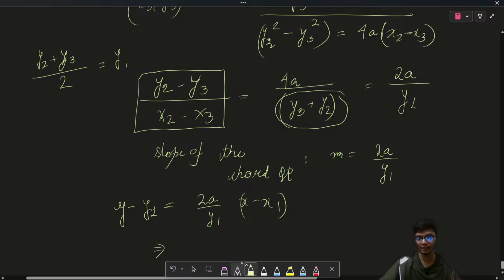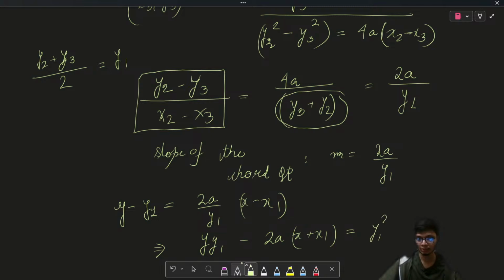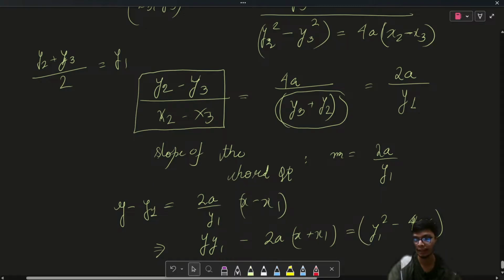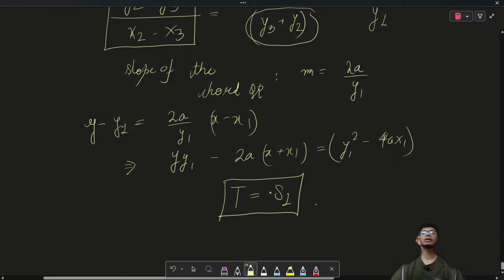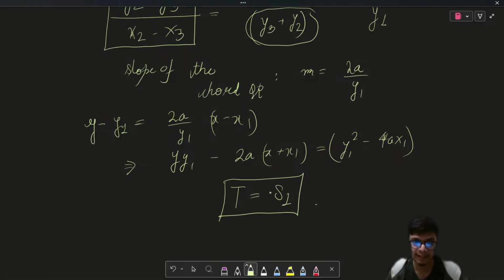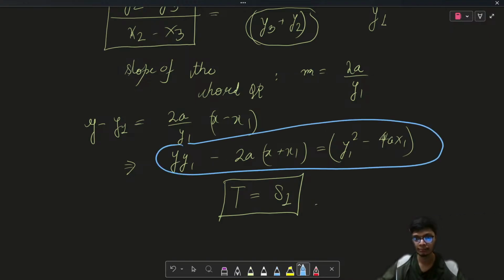From this result I can write down the equation, that is y y1 minus 2a times x plus x1 is equal to y1 square minus 4a x1. This gives the same feeling that the equation of a chord with a given midpoint is T equal to S1. So T equal to S1 helps me write down the equation of a chord whose midpoint is x1, y1. Is this part clear to all of you? Is this discussion clear? Do let me know in the live chat.